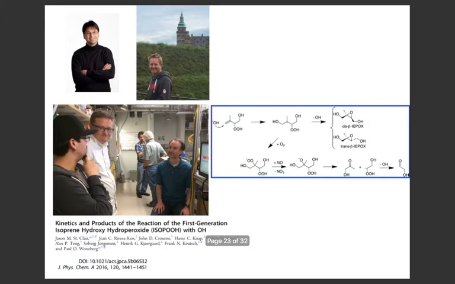Okay, so we followed this up with a paper that involves this guy, Frank Keutsch. See, Caltech has the best photographer. I mean, Harvard has really good photographers. Look at that. Yeah. But this is Gene.